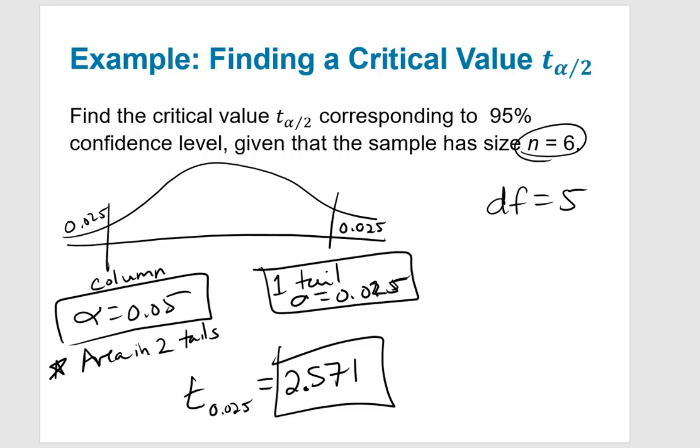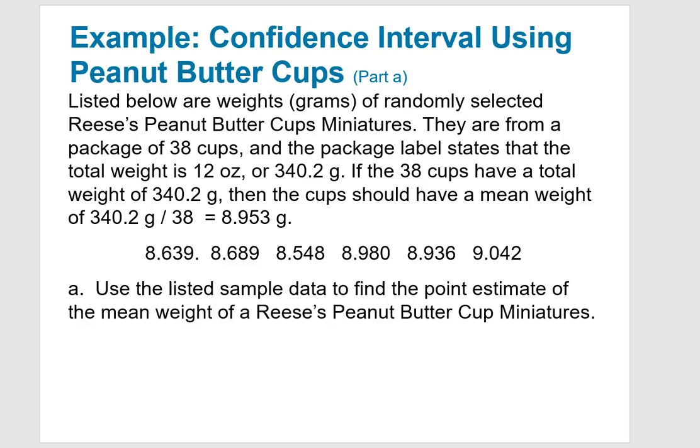Let's put this into practice and find some confidence intervals. Let's say we were talking about Reese's Peanut Butter Cup miniatures. A package has 38 cups, and the package label states that the total weight is 12 ounces. If I take 12 ounces, which is 340.2 grams, and divide it by the 38 cups, that should be the mean weight per cup.